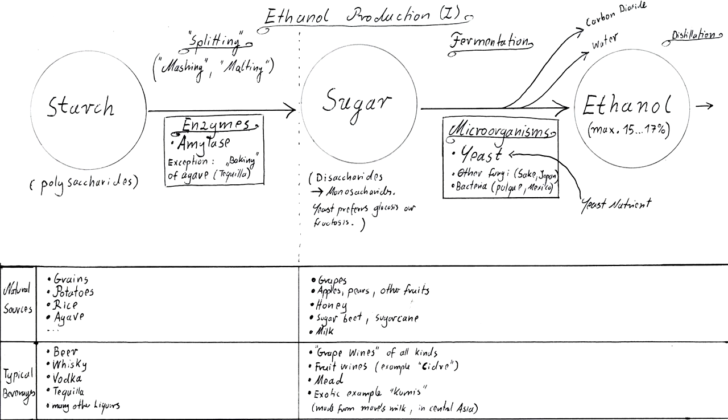Another material that could be split into simple sugars is cellulose, maybe one of the most abundant materials in plant life. And many scientists around the world are researching to find a cheap and simple way to do this. Once that goal is accomplished, it would change the entire world of alcohol production.